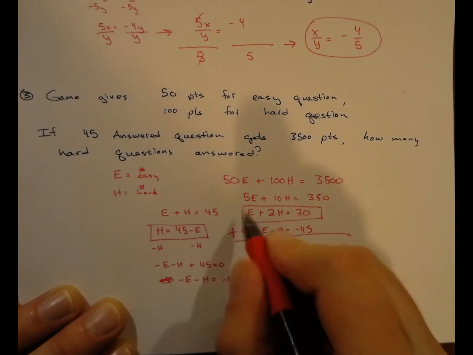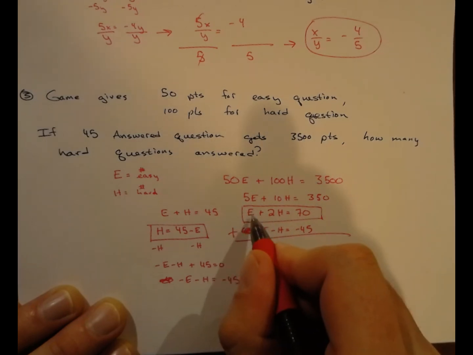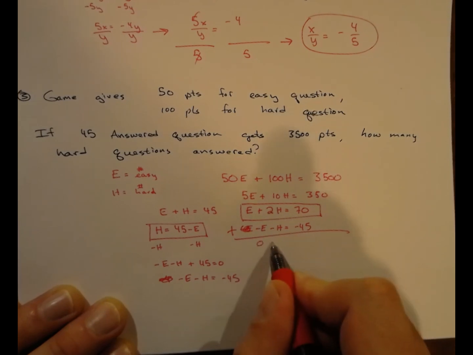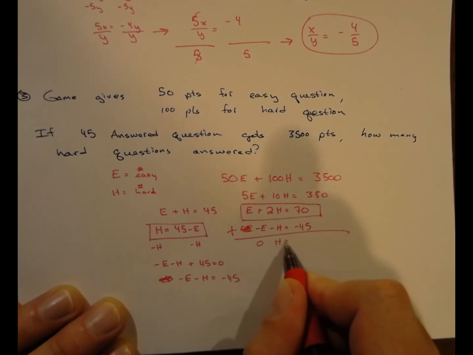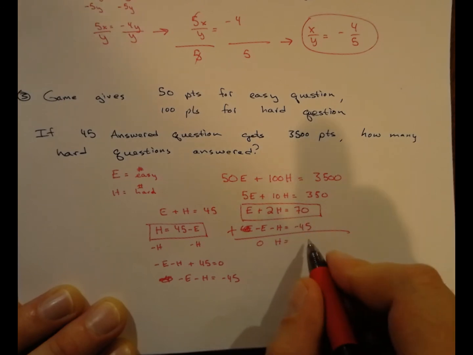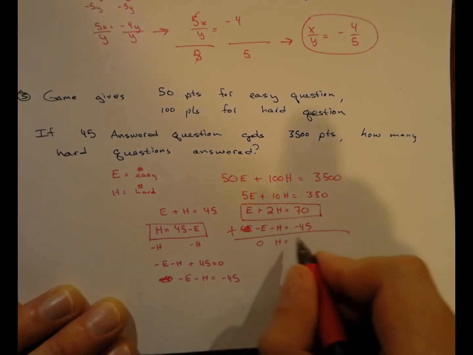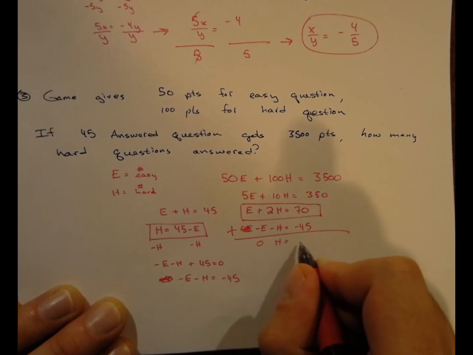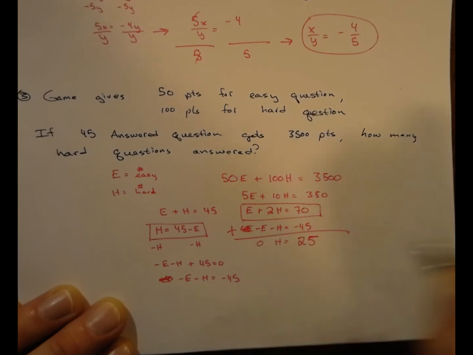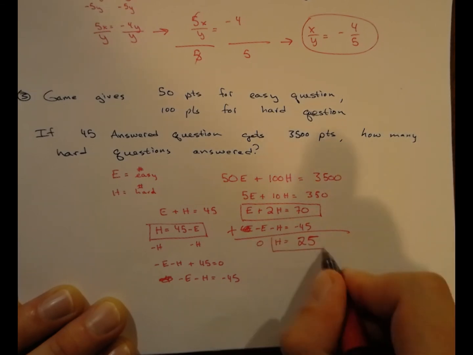And that is, of course, for our opposite coefficients in e. e minus e is 0. 2h minus h is 1h. And then 75 minus 45 is 30. I can do math. That's the number of hard questions: 25.